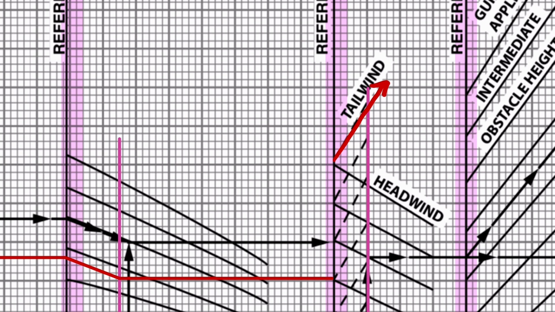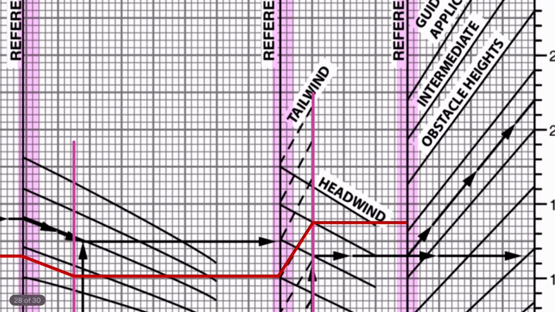That tailwind is going to push you further across the runway. And so you have to account for more distance. Whereas that headwind, you're drawing down because you need less distance. That headwind is helping stop you. So we're going to go up on this chart for our tailwind. So we'll just follow this line directly up to our tailwind. And then we can pull that directly across to the next reference line.